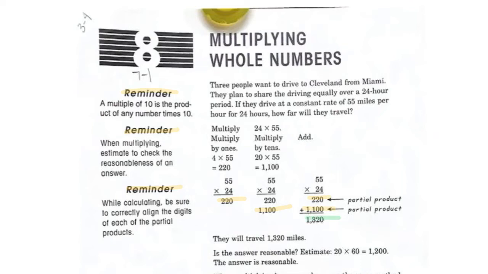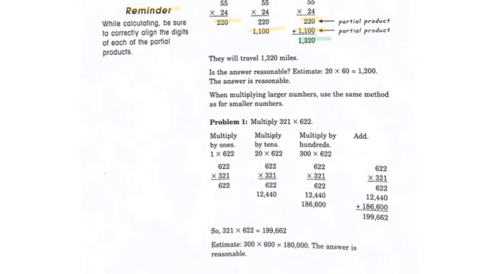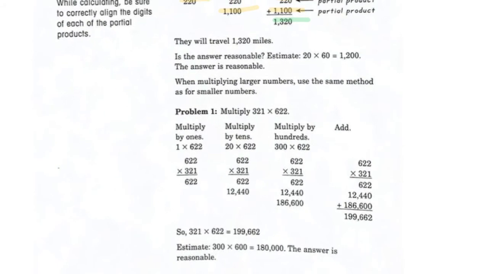So it says they will travel 1,320 miles. Is this a reasonable answer? Well, when you estimate 20 times 60, you get 1,200. So the answer is reasonable.